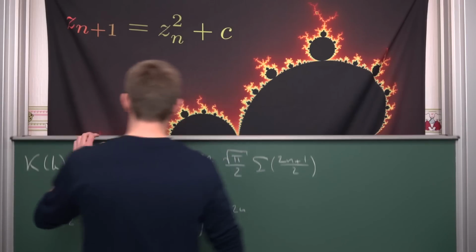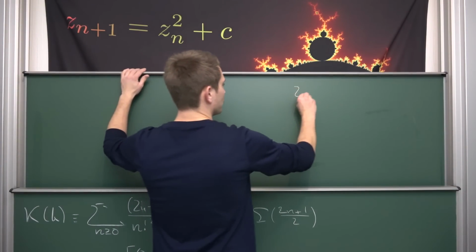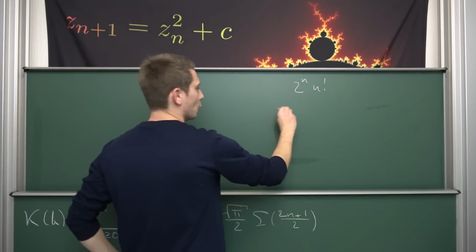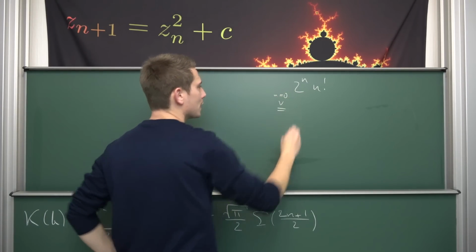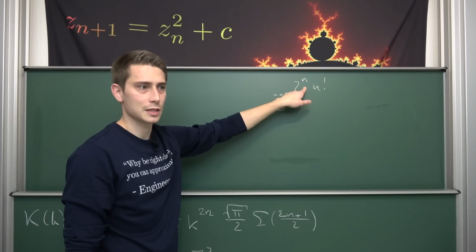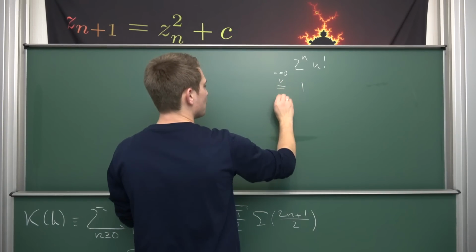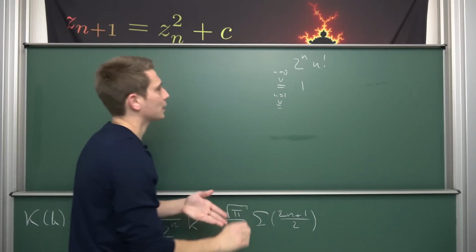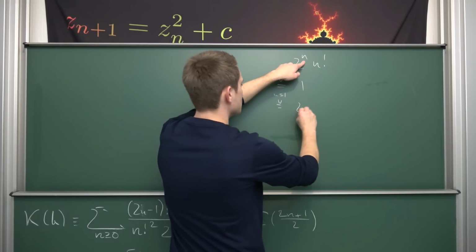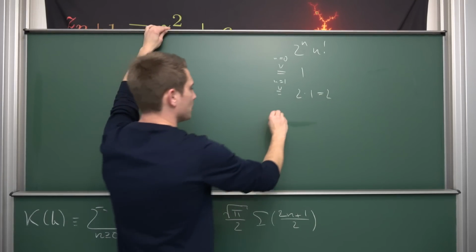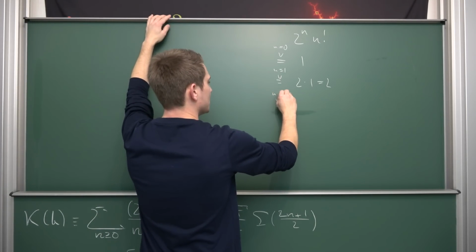So what about 2 to the nth power times n factorial? What about n being equal to 0? So for n being equal to 0, we are going to get 2 to the 0th power times 0 factorial, which is going to be 1. Now what about n being equal to 1? Okay, n being equal to 1 is 2 times 1 factorial, which is 1, giving us 2.